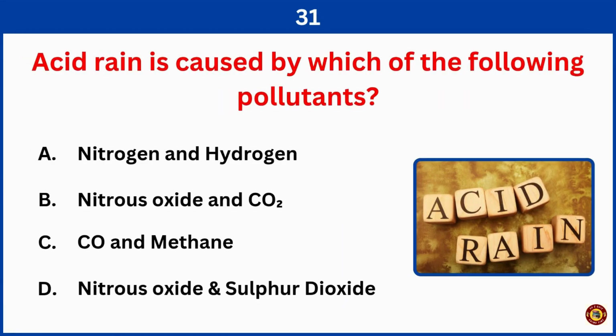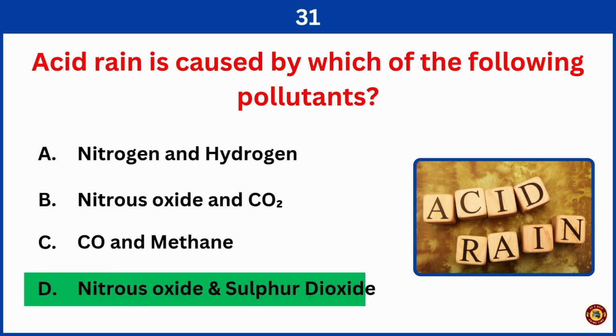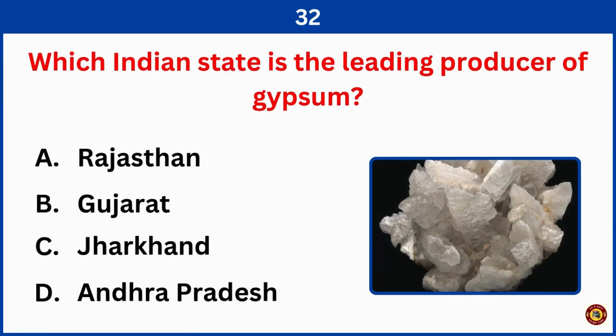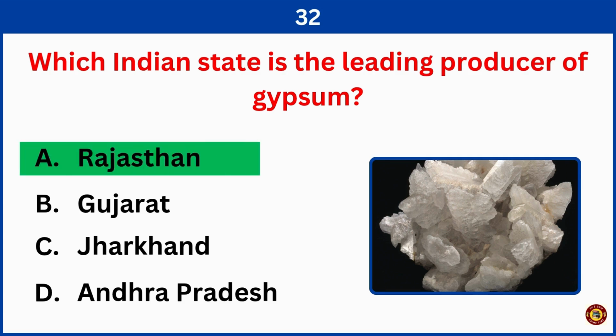Acid rain is caused by which of the following pollutants? Right answer is option D, nitrous oxide and sulfur dioxide. Which Indian state is the leading producer of gypsum? Correct answer is option A, Rajasthan.